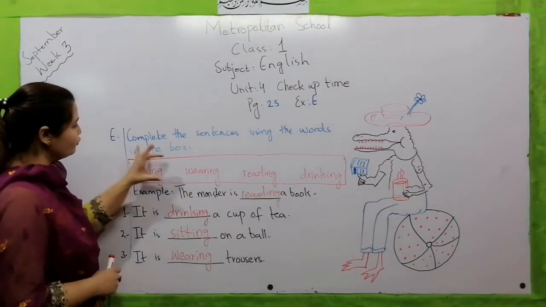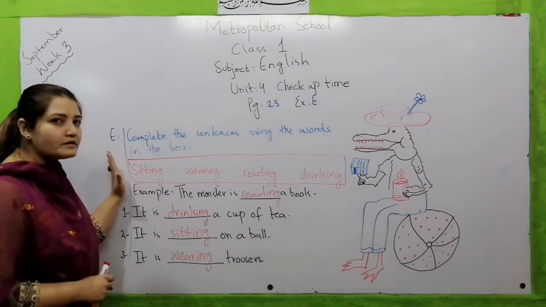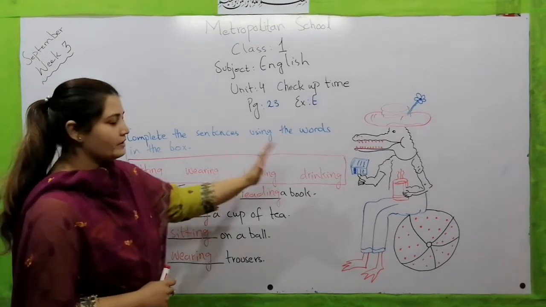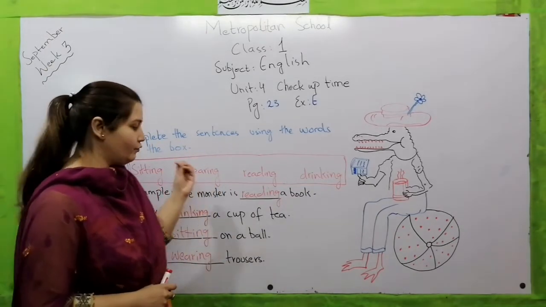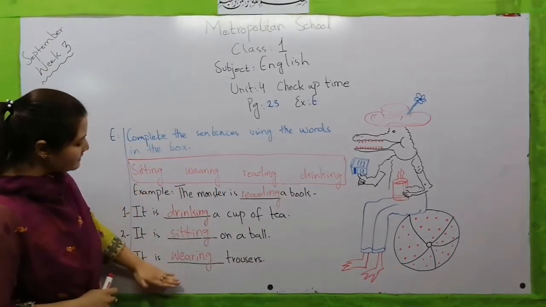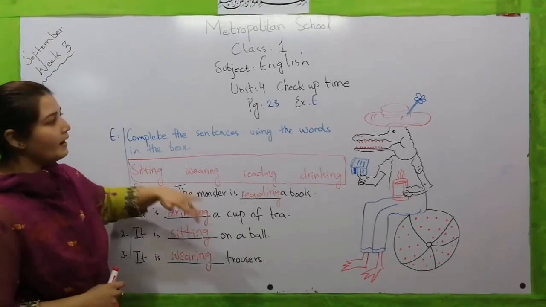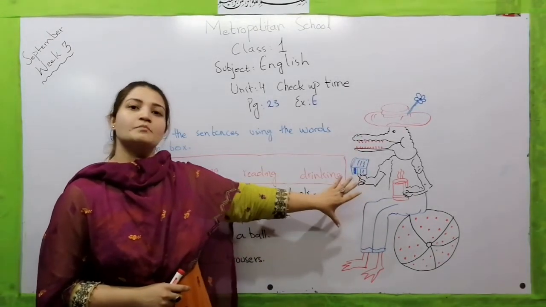My dear students, in this exercise, we have repeated the pronoun it. Then we have used some ing words here: wearing, sitting, reading, drinking. These all are ing words. The sound of these words is the ing sound. And then we have completed these incomplete sentences by looking at this picture of the monster.